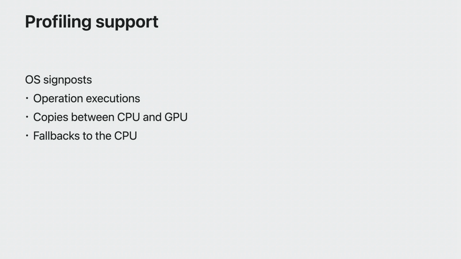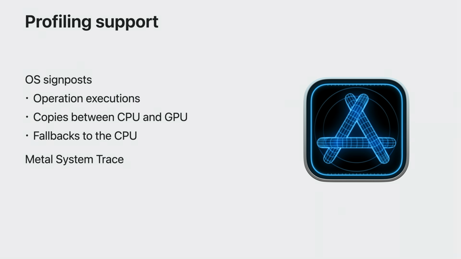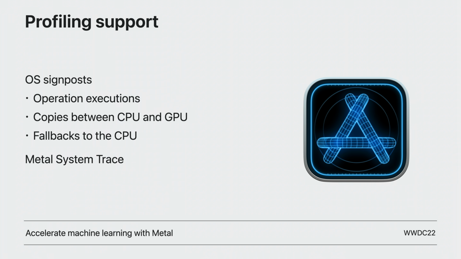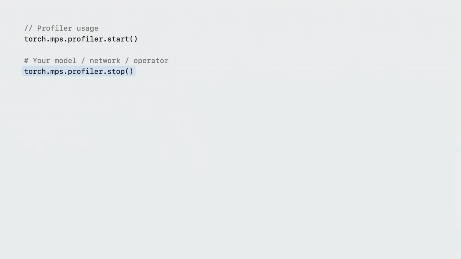You'll be able to visualize the profiling data in a very familiar tool, Metal System Trace, which is part of Instruments. To learn more about profiling ML applications using Metal System Trace, I recommend you watch the session from last year, Accelerate Machine Learning with Metal. Using the profiler is a very simple process. Call the start method on the MPS profiler package to enable tracing, and at the end of your script, use the stop method to end profiling.